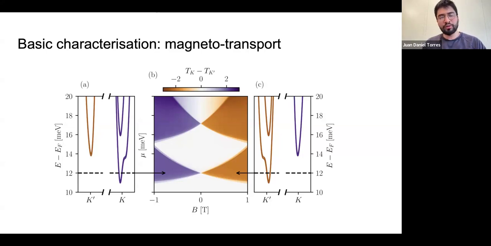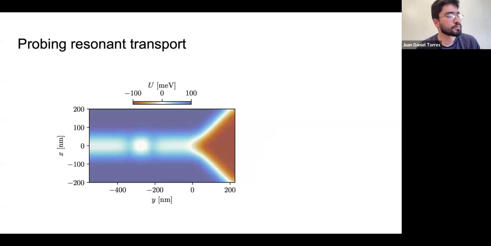But as I mentioned before, this device can be used to measure the valley physics of devices that are already being used and studied. And one of them is resonant transport. So previously, we saw that people do quantum dot experiments in these devices often, and typically they probe the current of them.